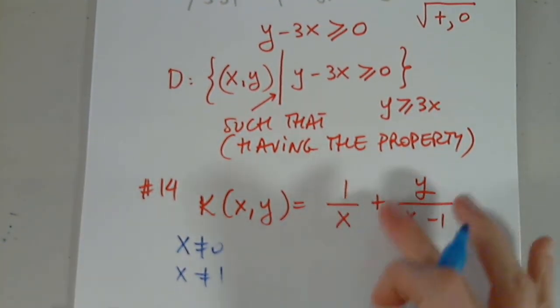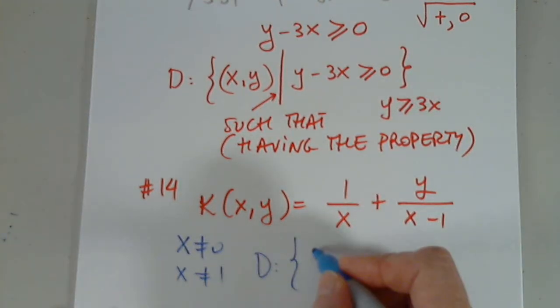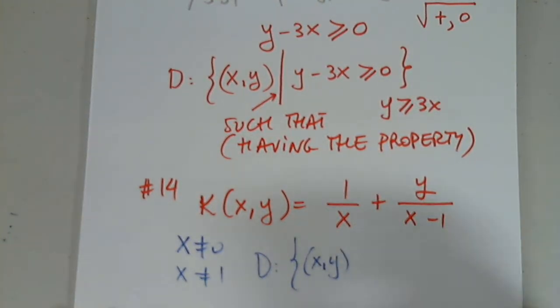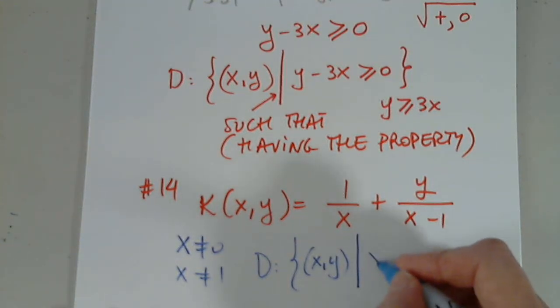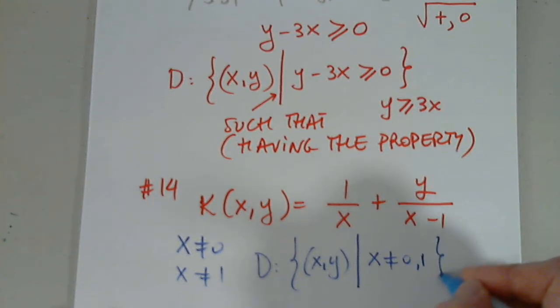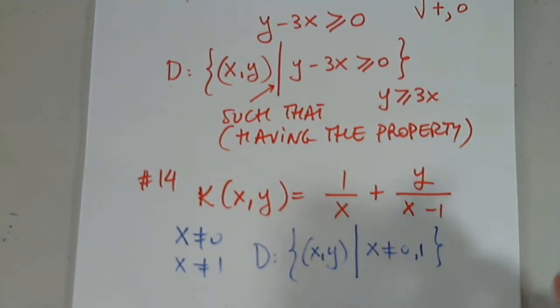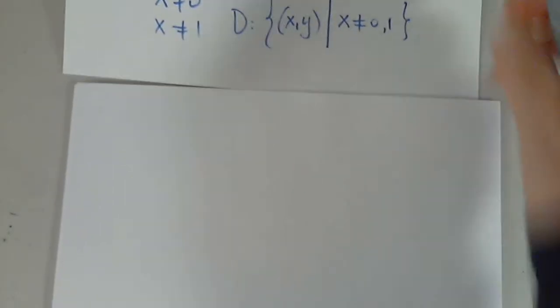There is no restriction for y. Y is in the numerator. So then the domain of this function, again, is made out of any ordered pair such that x is not 0 or not 1. Y can be anything. There are no restrictions on y. Any questions? Let's look at one more.